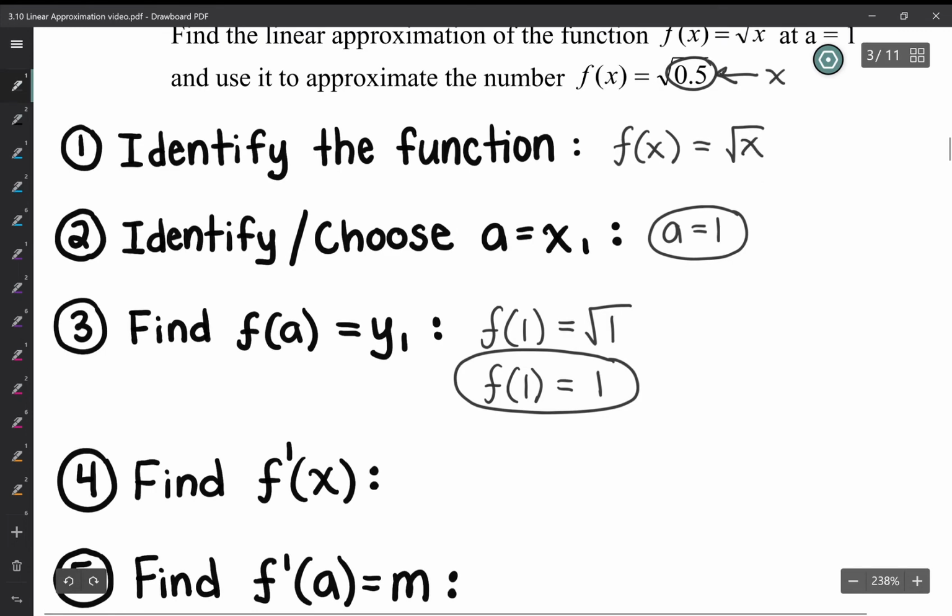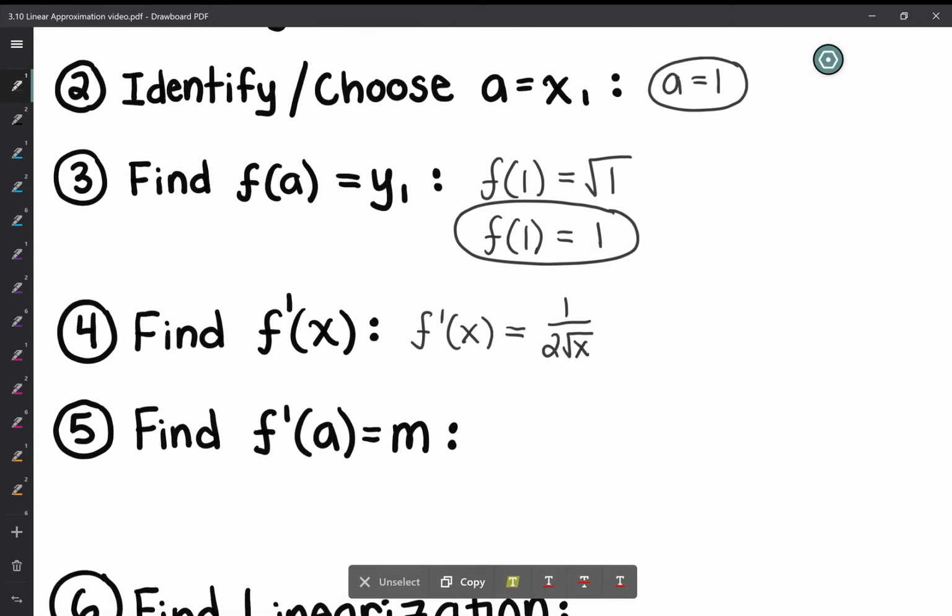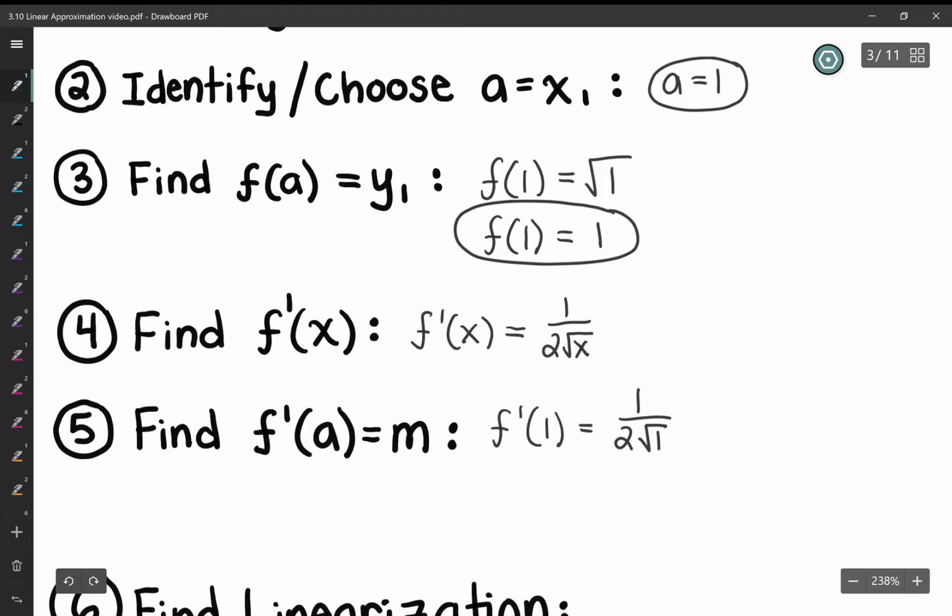Eventually we want to find f prime of a, so we'll start by finding the derivative of our function. So f prime of x is equal to the derivative of the square root of x, which is equal to 1 over 2 root x. Now we need to find f prime of a. f prime of 1 is equal to 1 over 2 times the square root of 1. So f prime of 1 is equal to 1/2.